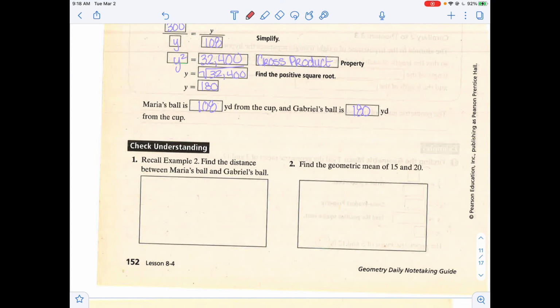Okay, then number 2 says find the geometric mean of 15 and 20, and this is going to be just like in example 1, where we found the geometric mean of 3 and 12. So go ahead, try those out. You should have everything you need to do that. If you have any questions, make sure you're asking. I'm here to help you out.